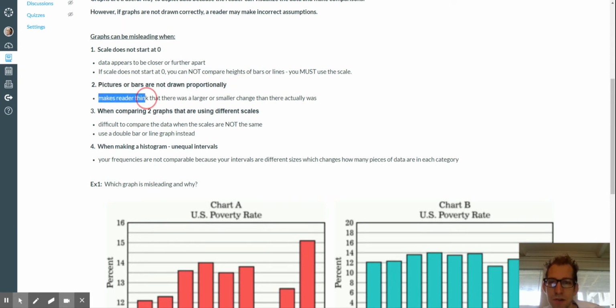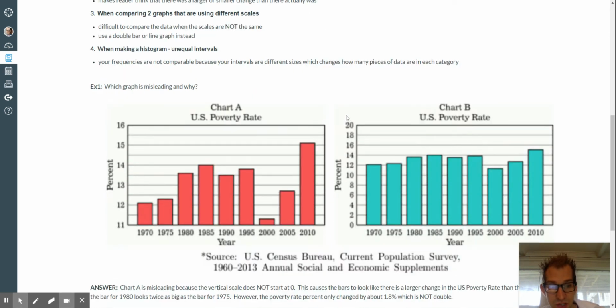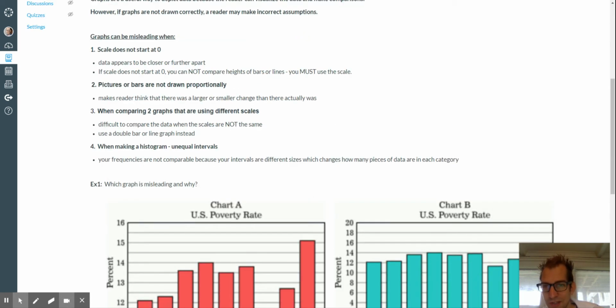So this makes the reader think that there was a larger or smaller change than there actually was. And so if they're not drawn proportionally, it's a similar type of issue as what we saw here. If they're not drawn proportionally, then once again, you would think, hey, that bar more than doubles, but it didn't actually. So that's a similar issue there.